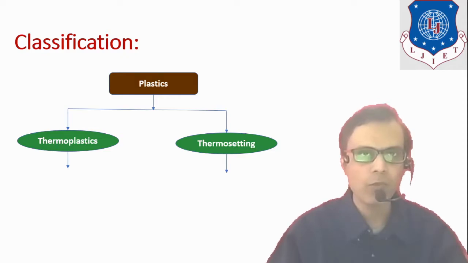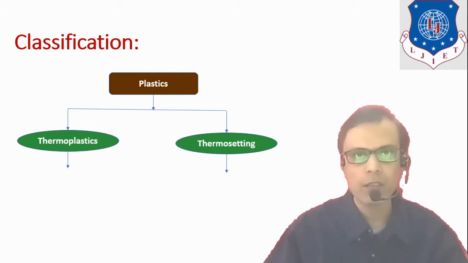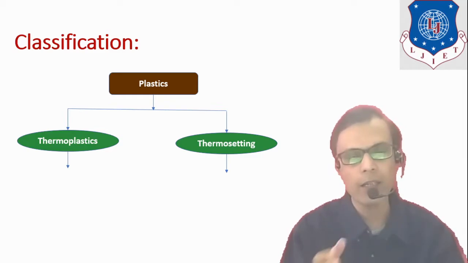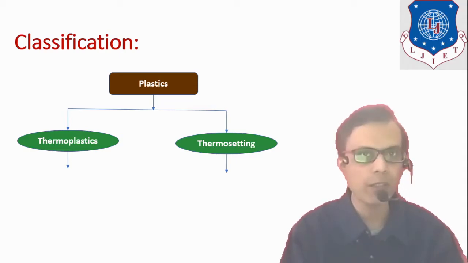Now let's see what are the different types of plastic. So plastics are broadly classified into two types. The first one is known as thermoplastics and the second one is known as thermosetting. The common point about both of these plastics is that any desired shape and size can be given to this plastic with the application of heat and pressure. But there is one difference between both of these plastics.